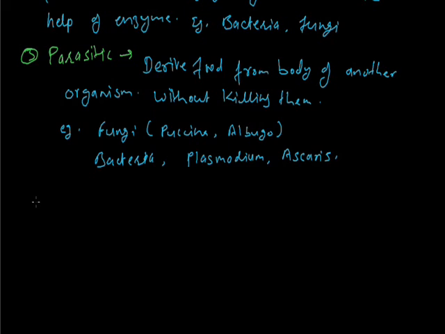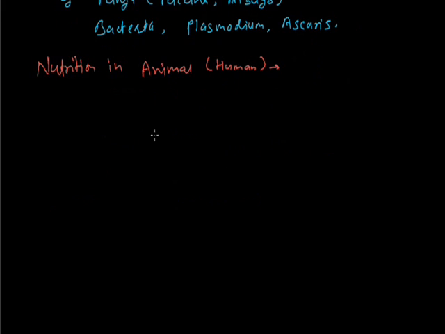So as we say, human and amoeba are holozoic organisms. So how does the digestion in these organisms occur? We are discussing now the steps of digestion in holozoic organisms. Nutrition in animal: the first step here is ingestion. Ingestion means the process of intake of food.